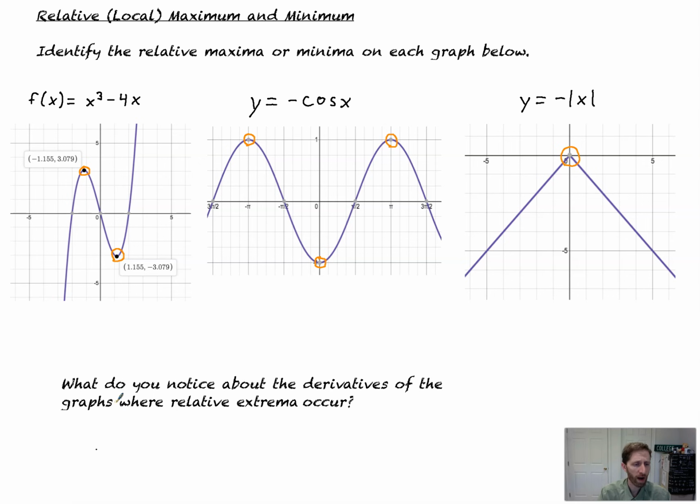Last but not least, you're asked the question, what do you notice about the derivatives of the graphs where relative extrema occur, where a relative max or min occurs? Well, let's take a look at them. The slope of the tangent line here is 0, and here as well, and here as well. So we've got lots of slopes of tangent lines at the relative maxima and minima that are 0. And here, the derivative does not exist. So I'll just call it f prime. Either f prime is equal to 0 or does not exist, right? Is undefined or indeterminate. That's it.